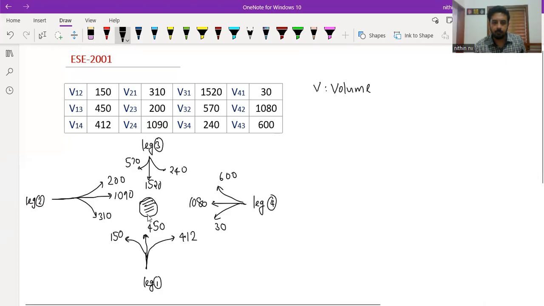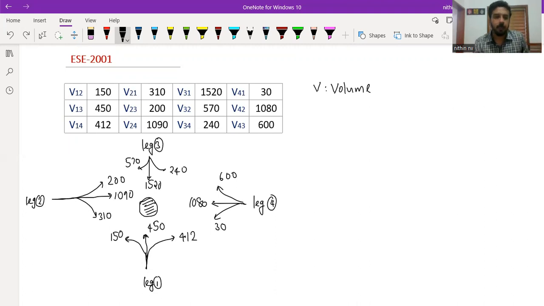Either they can give you the data like this in the first way, I mean, in the form of a table, or in this second way, simply a graphical representation. So let them give the data in whichever way they want to give. We can easily solve it.